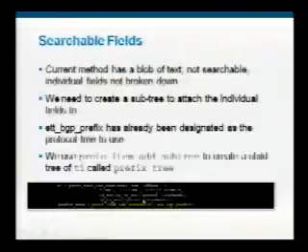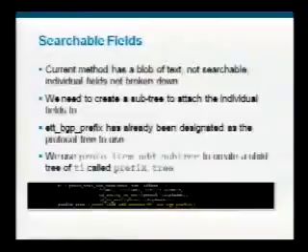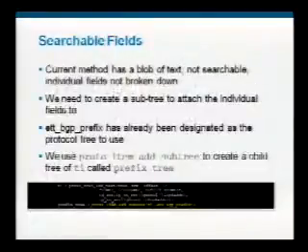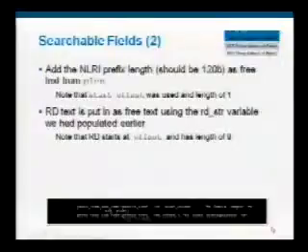So what we need to do is create a new subtree to attach to that blob of text that we created. We use the function proto-item add subtree, and we create a child off of that existing tree. And that's what's being done over here. We call this new tree prefix underscore tree.